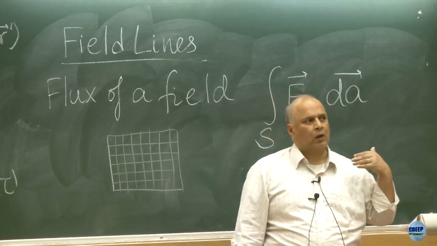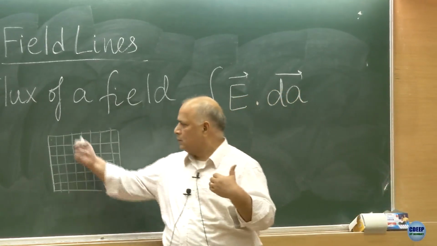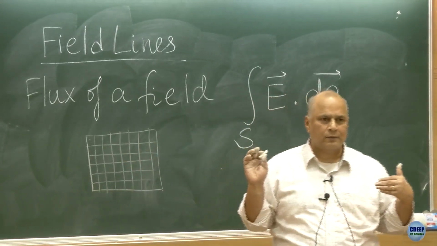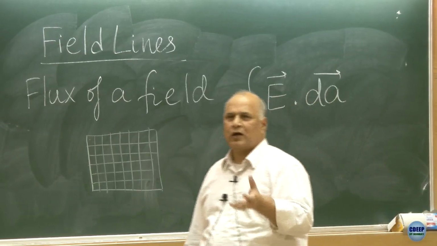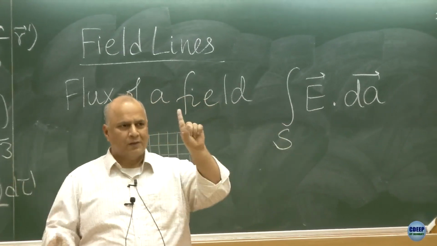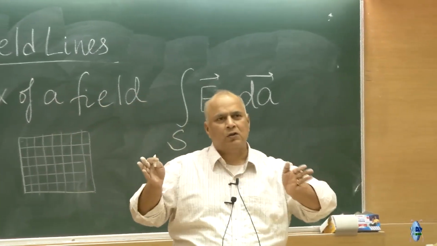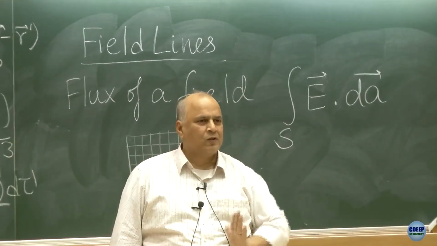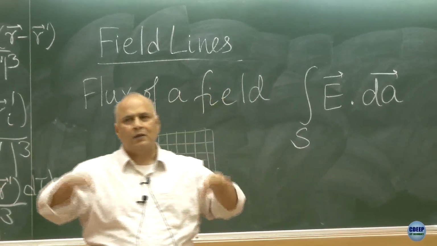So, you have a non-zero flux only if there is a component of the field normal to the area that you are considering. Otherwise, the flux is 0. So, this is another concept you should understand. The flux is non-zero when you have an open surface. This is the important thing. For an open surface, the flux is non-zero only if the field lines penetrate the surface, go through the surface. If the field lines do not penetrate the surface, then the flux is 0.